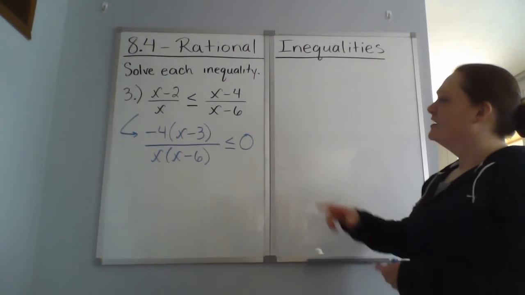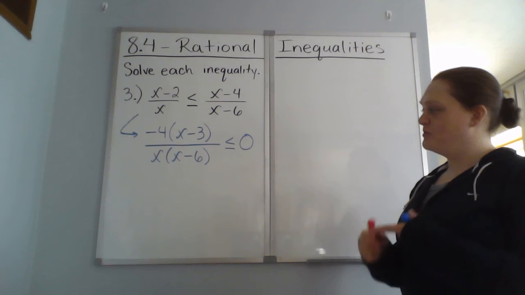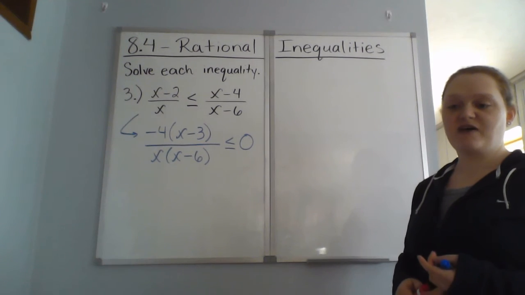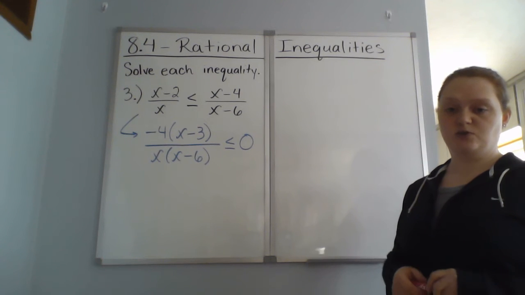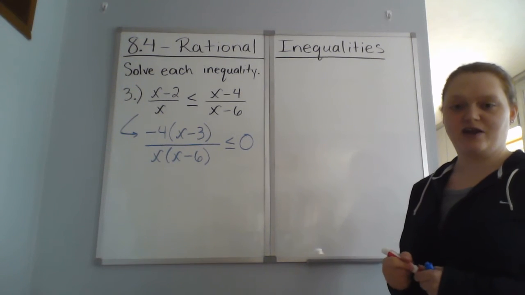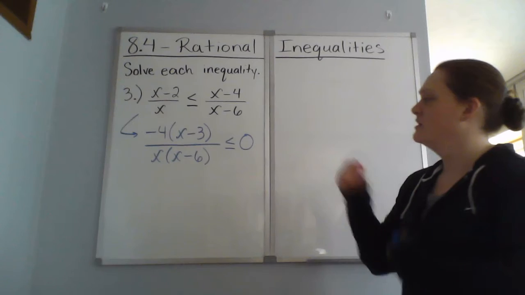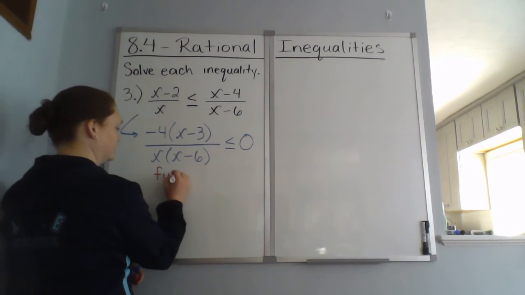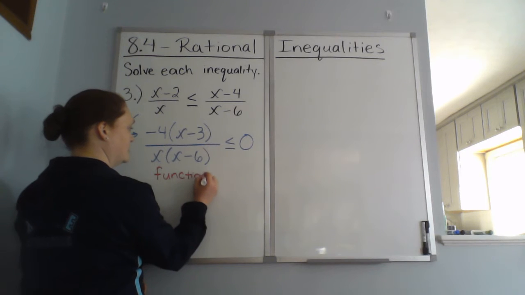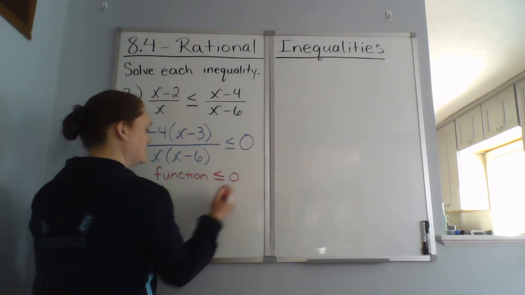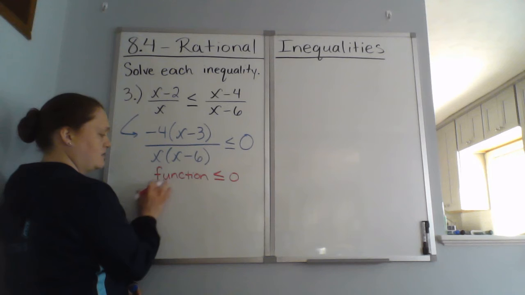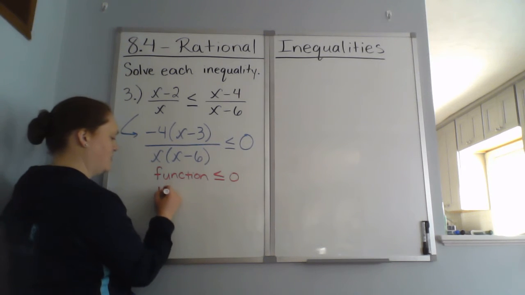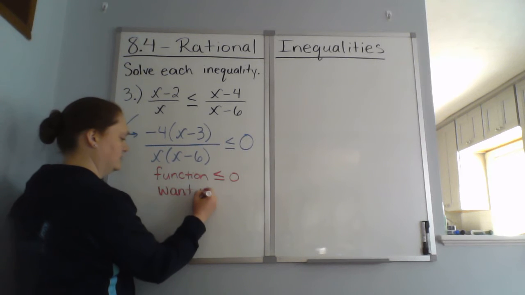So now we need to go through, identify our domain restrictions, our numerator equal to 0, make our number line, test values, and identify do we want the positives or do we want the negatives. So let's start with identifying what we are looking for. We now have our function is going to be less than or equal to 0. So in order for this to work, we need the function value to be a negative value to get it to be smaller than or equal to 0. So we want negatives here.